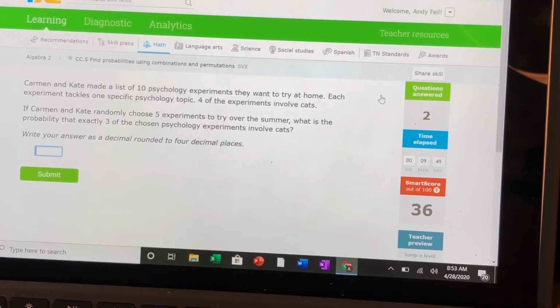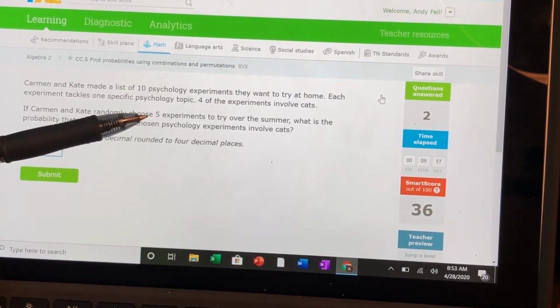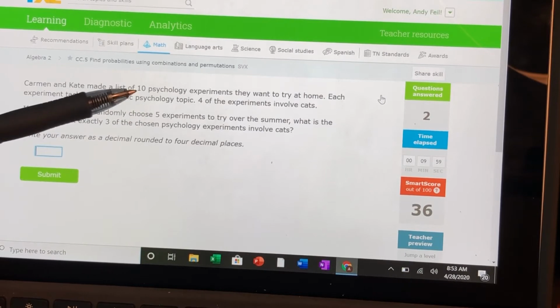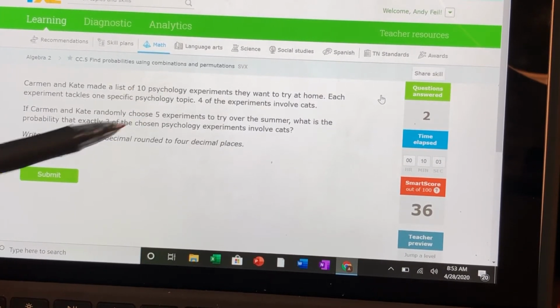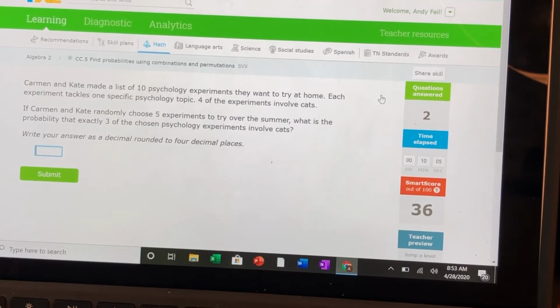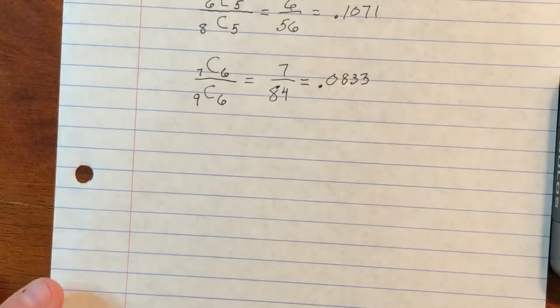How many experiments do Carmen and Kate have to choose from? 10. And how many are they choosing? They're choosing 5 to try over the summer. So they've got 10 to choose from, and they're going to try 5 of them. So that's the total number of possible outcomes. 10 choose 5. So let's put that in the denominator.